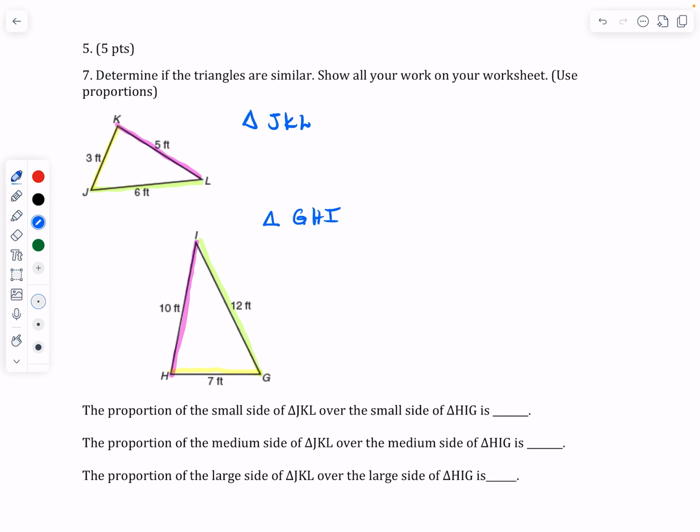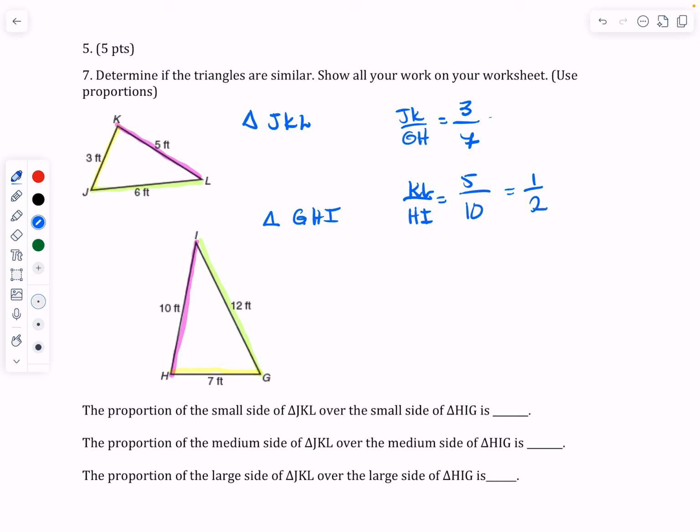I'm going to do JK over GH, and I'm going to see what that is. So JK is 3 over GH, which is 7. Now I'm going to try KL over HI. So KL is 5 over HI, which is 10. That reduces down to 1/2.